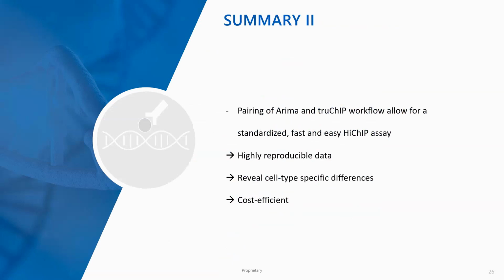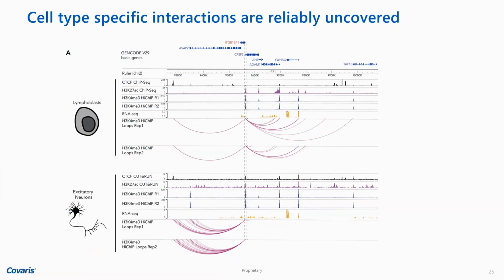Furthermore, we show that this is a cost-efficient solution that can help you. Currently, this assay is starting with 3 million cells, and you've seen we have been looking at histone modifications. However, we are starting to optimize further to work with fewer cells or less abundant transcription factors. So these are works that are still in progress.